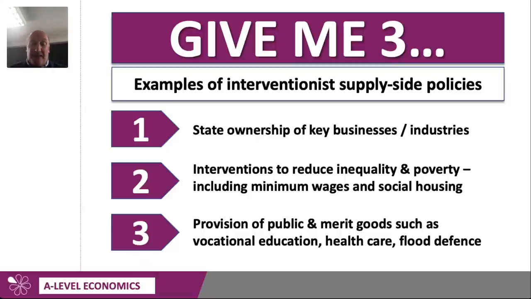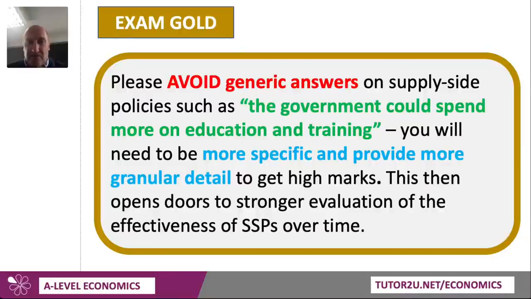The third one is provision of public and merit goods. Now, I know merit goods doesn't appear on every syllabus, but things like investment in human capital, education, healthcare, flood defense schemes, all that kind of stuff. Big project-based stuff, including better energy networks, water and sanitation systems. Just a really key point coming up in the next slide.